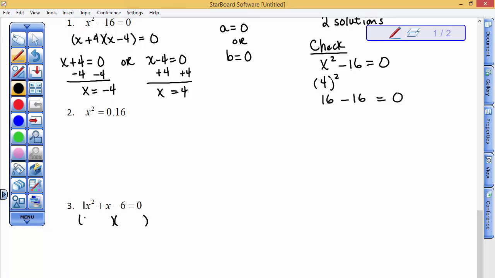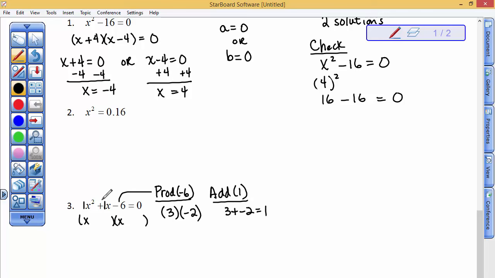So I know that the front of each of these binomials has to be an x. And now I'm looking for 2 numbers whose product is a negative 6, and I want them to add to be the coefficient of the x term, which is a 1. See this 1 right here? And those two numbers are probably 3 and 2. Probably the 3 has to be positive and the 2 has to be negative in order for these to add to be a positive 1.